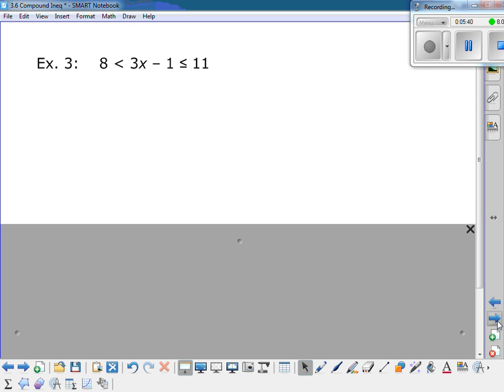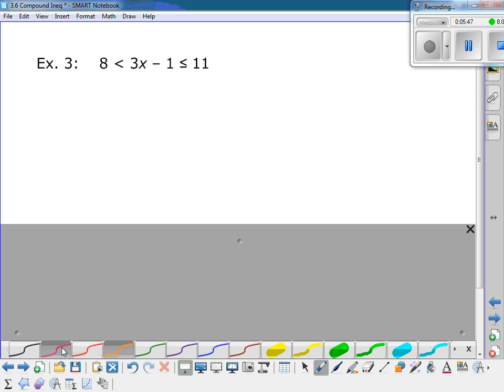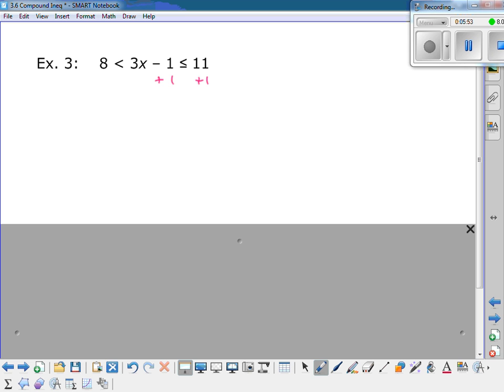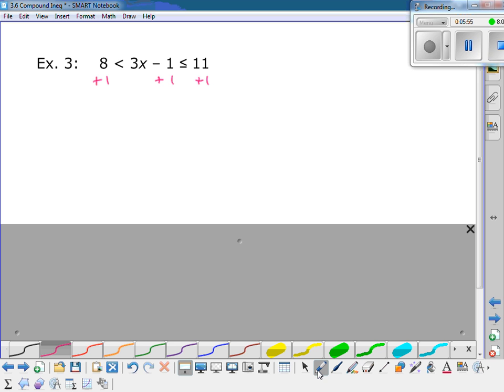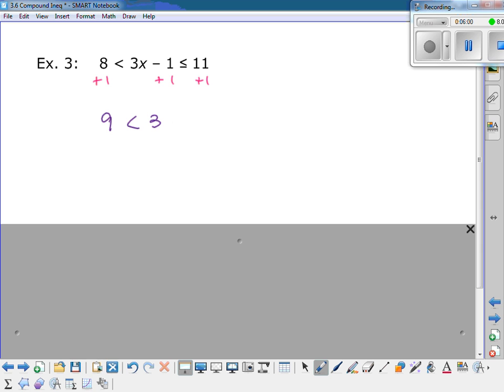Okay, this one's going to take more than one step to do, but it's just like we do with equations. You want to get the x alone. So if I want to get x alone, what's the opposite of subtracting 1? Adding 1. So we're going to add 1 to all three parts. And then I have 9 is less than 3x, which is less than or equal to 12. Okay, so to get rid of that 3 in front of the x, what do we need to do? Divide by 3.